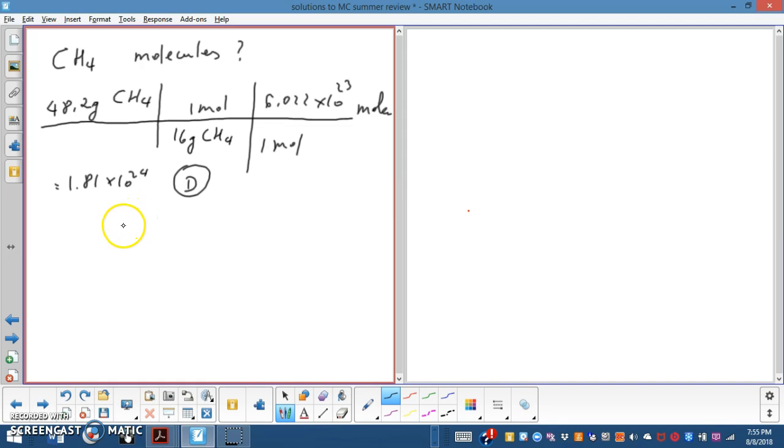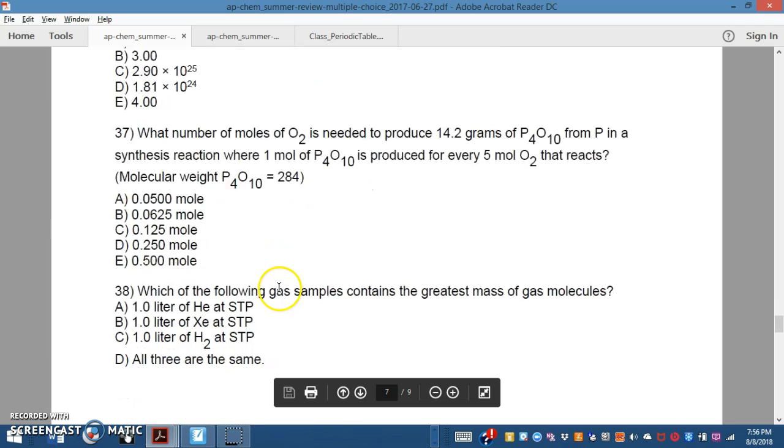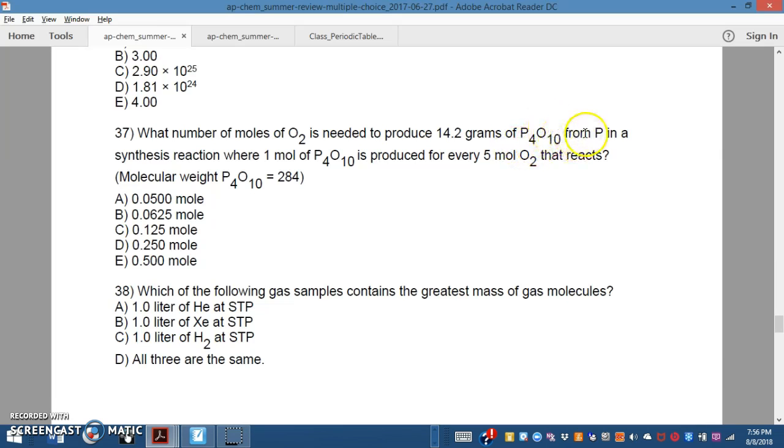Then for number 37, they want to know the number of moles. So let's see. What number of moles of O2 is needed to produce this many grams of P4O10 from P, in a synthesis reaction where 1 mole of P4O10 is produced for every 5 moles of O2? They give you the mass also, so you have already your ratio in place. You have 1 mole for 5 moles of oxygen. So how many moles of this? 2x moles of oxygen, and your problems are solved.